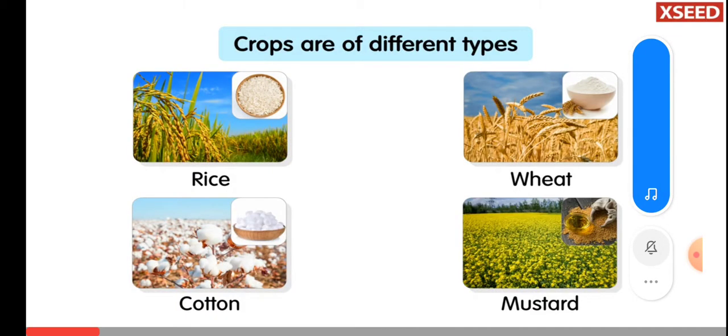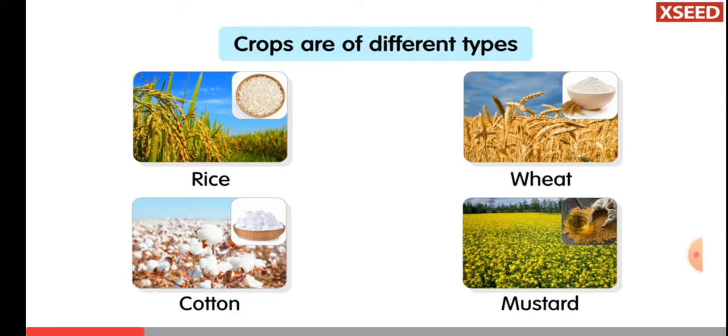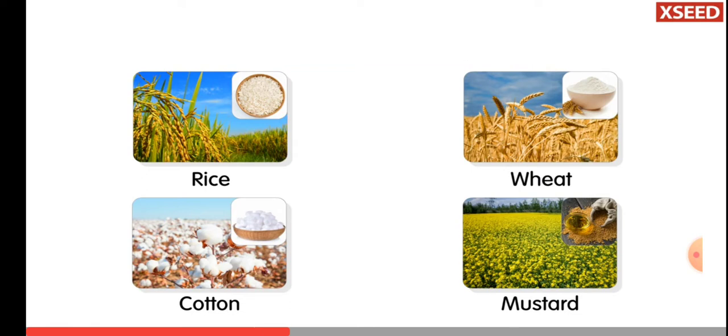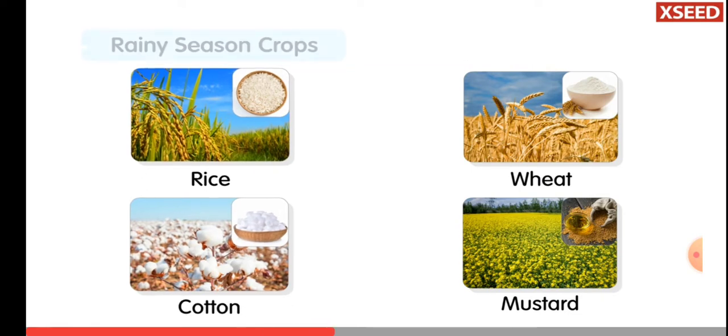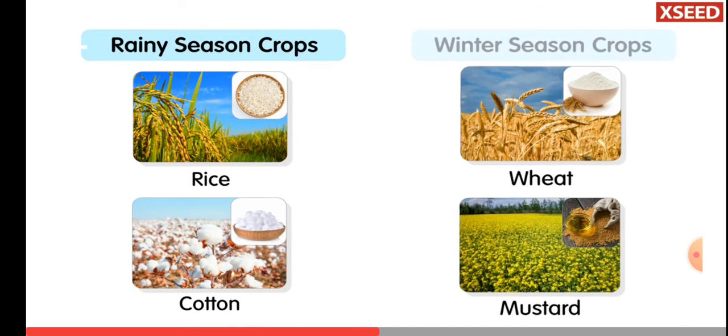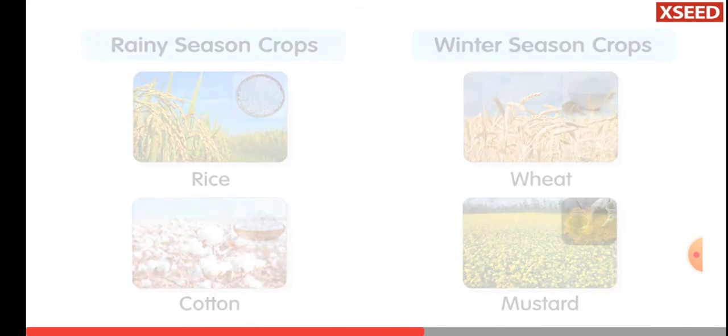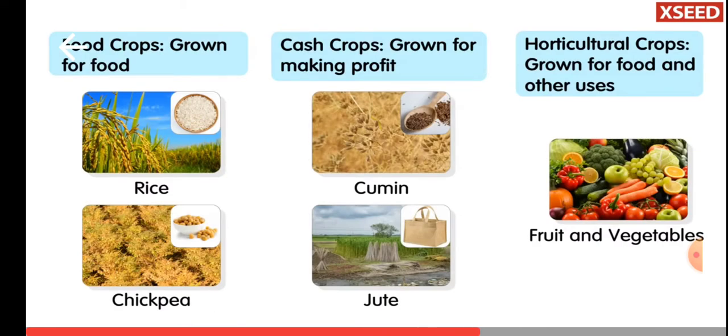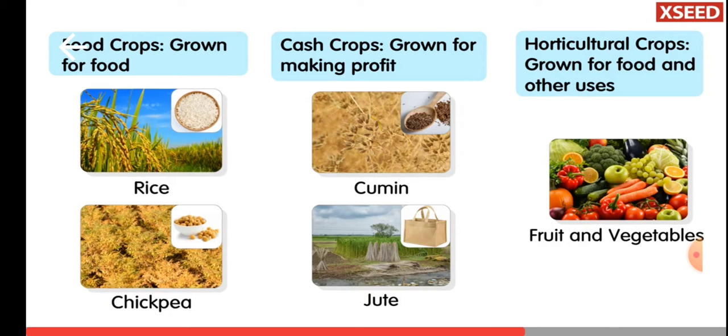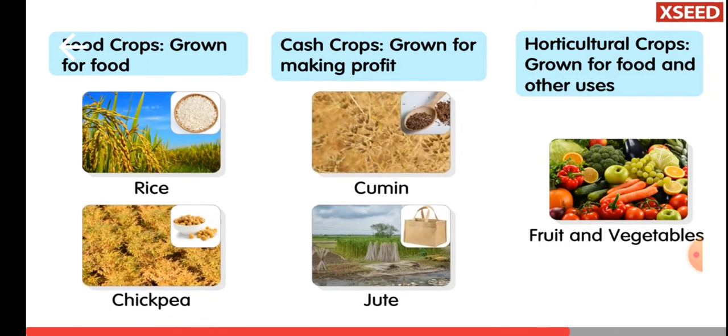Crops can be of different types based on the season in which they are grown and the purpose for which they are grown. Based on seasons, crops can be rainy season crops or winter crops. Based on usage, crops can be food crops, cash crops, or horticultural crops.